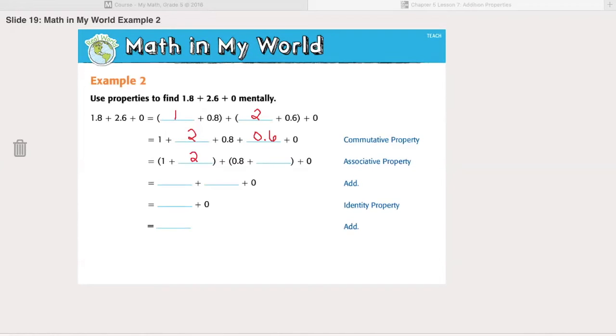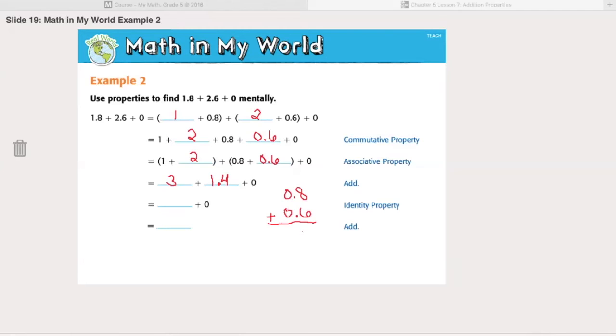1 plus 2 equals 3. 0.8 plus 0.6. So here is my decimal point. 0.8 plus 0.6, I'm going to add that 8 and 6 together. The 4 goes here, carry the 1 to the next column over. So it would become 1.4. Let me show you that vertically.